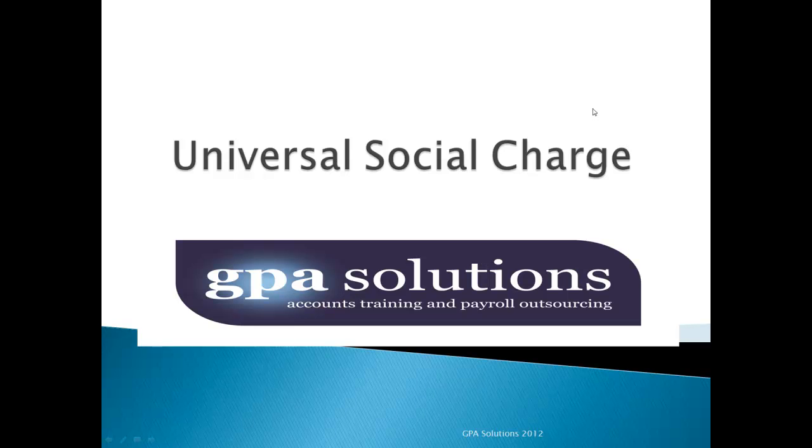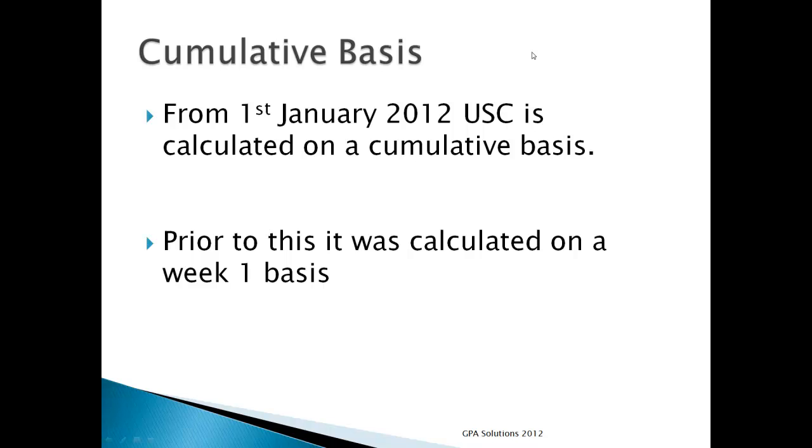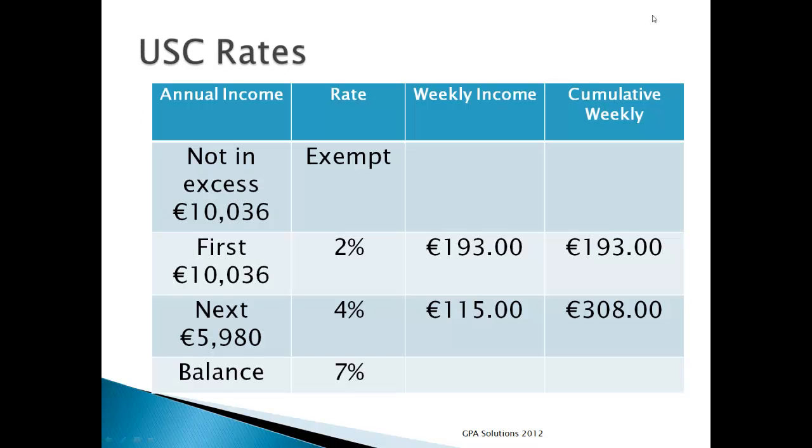Universal Social Charge. From the 1st of January 2012, the Universal Social Charge, or USC, is calculated on a cumulative basis. Prior to this, since its introduction in 2011, it was calculated on a week one basis.